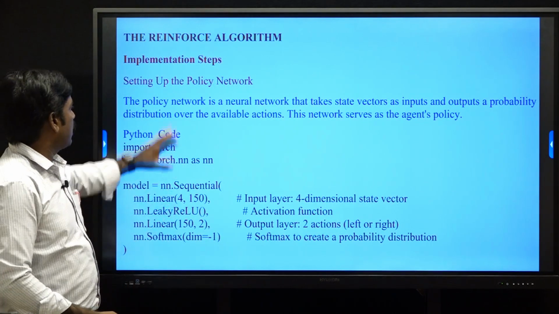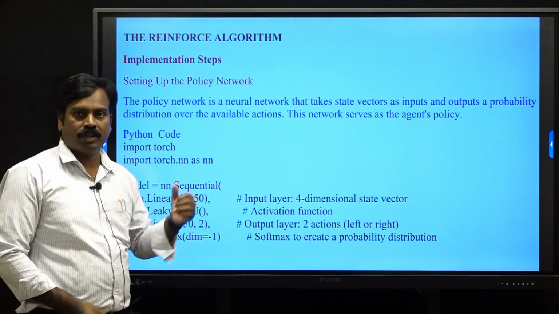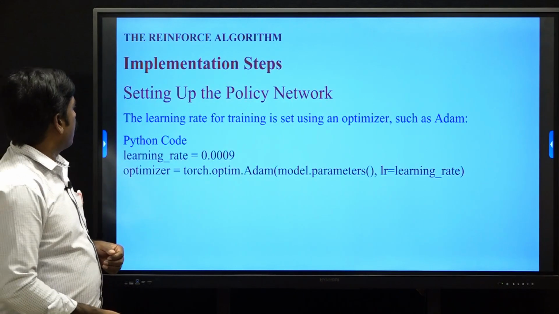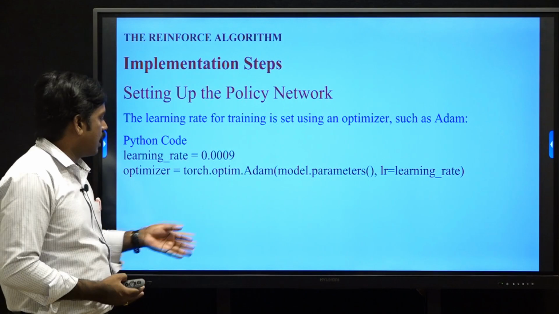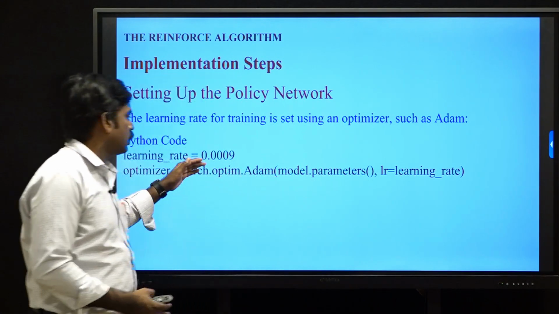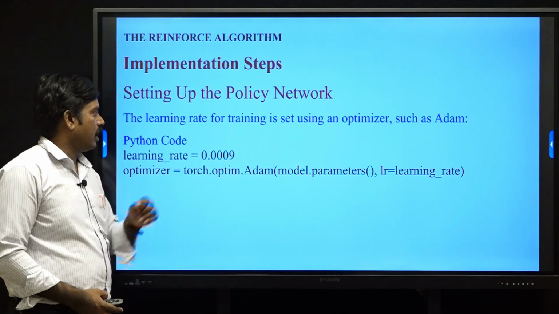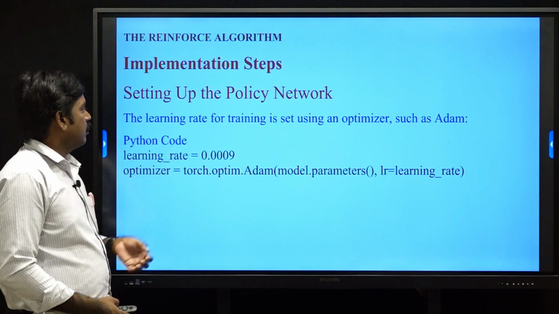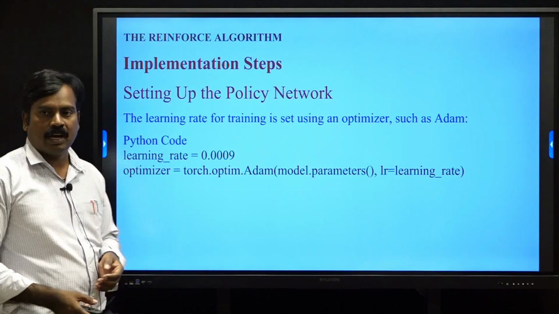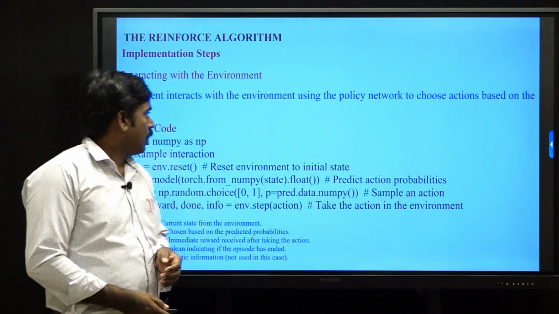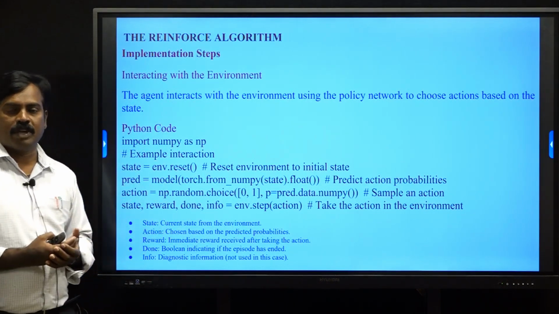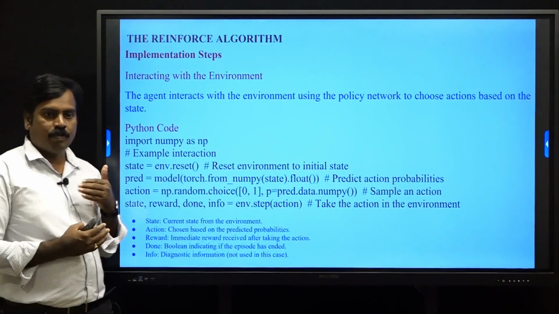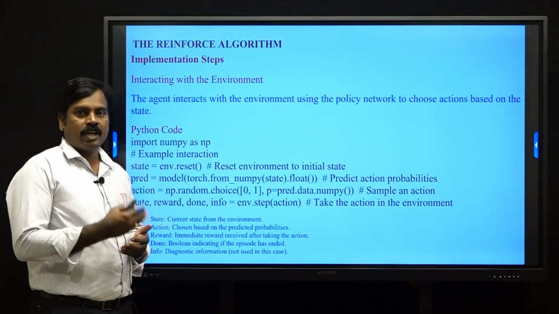Using this code, we are implementing the policy network for the CartPole game. Next, setting up the policy network. In this, we are using the Adam optimizer and the learning rate is 0.0009. In training, we use this learning rate and the Adam optimizer. Next, interacting with the environment: how to interact with the game environment using sample action collection and the step method.